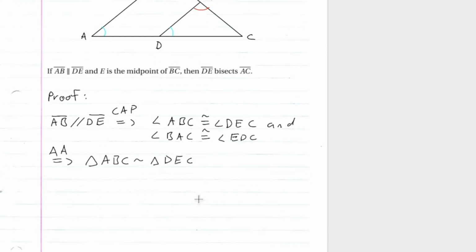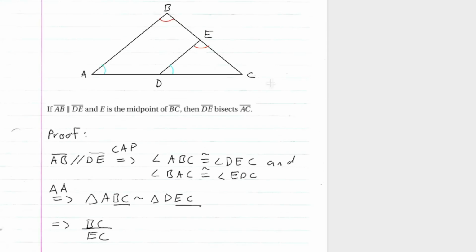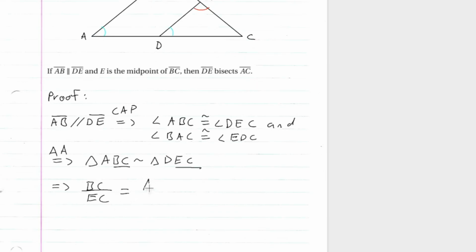So if they're similar, this implies that BC over EC is equal to AC over DC. So BC over EC equals AC over DC. All right.